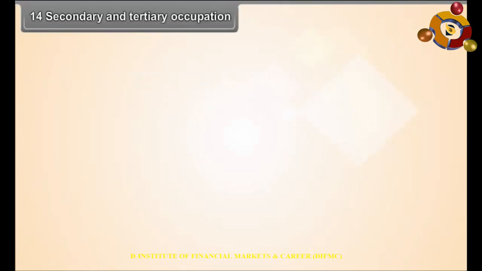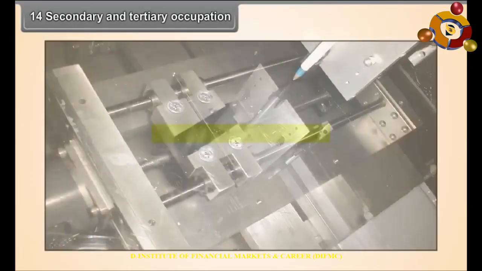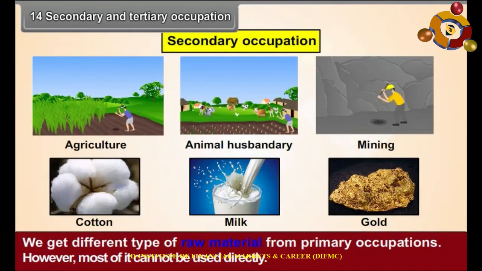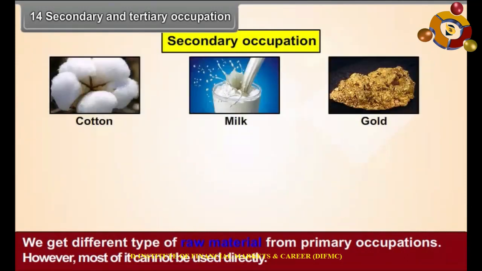Chapter 14, Secondary and Tertiary Occupations. Secondary occupations. We get different types of raw material from primary occupations.